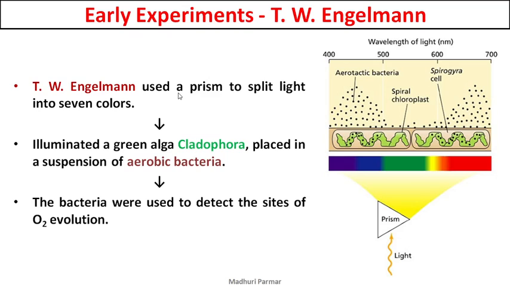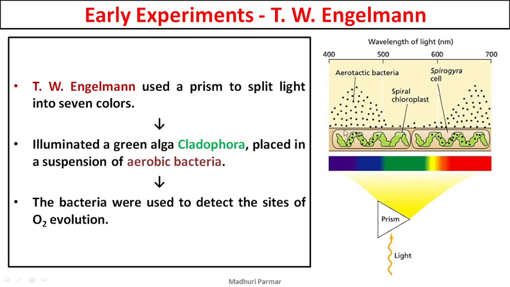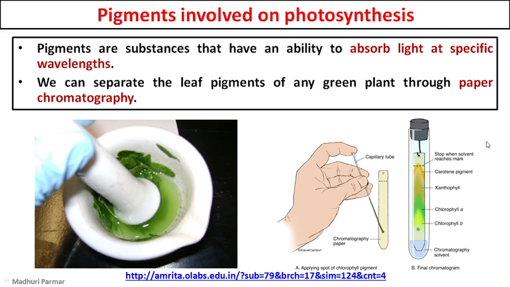Today we will study what are the pigments that are involved and why this is so. Why the red and the blue are absorbed more. Let us study that. For that, we will study the pigments that are involved in photosynthesis. Pigments are organic molecules. They are substances that have an ability to absorb light at specific wavelengths. Let us just consider them as paints. What do paints do? They absorb light of specific wavelength. Same thing is seen by pigments.